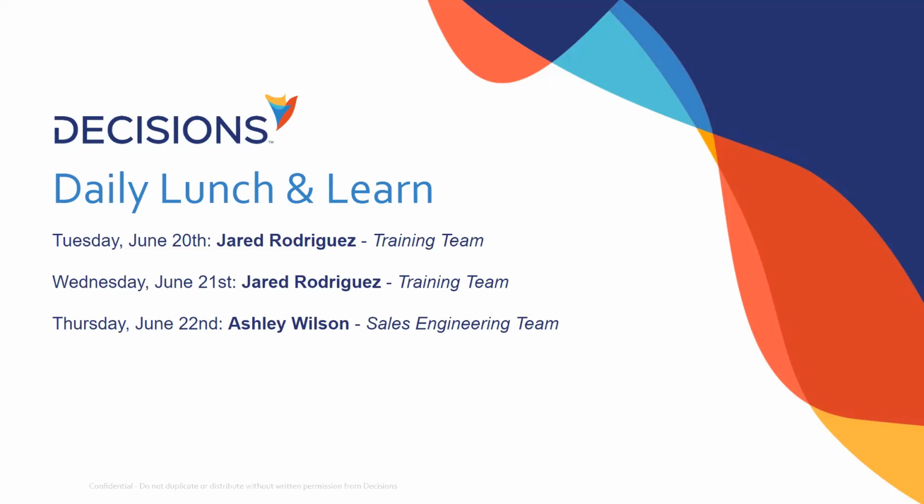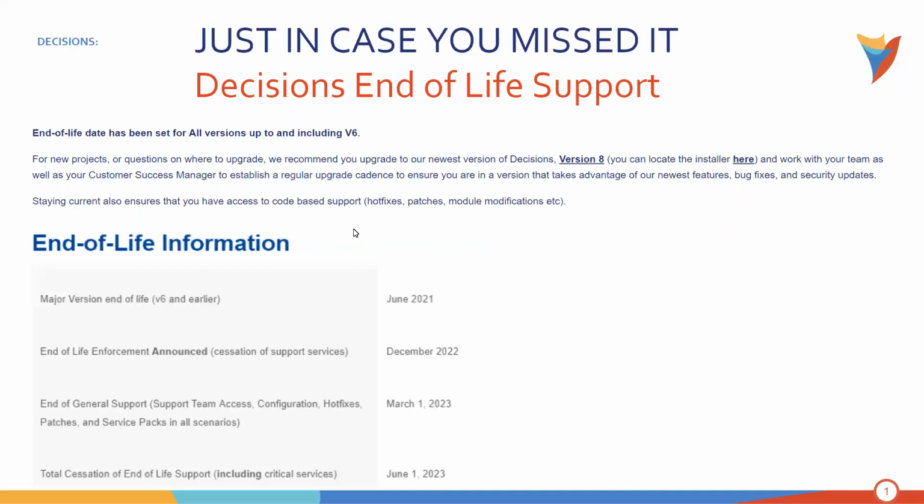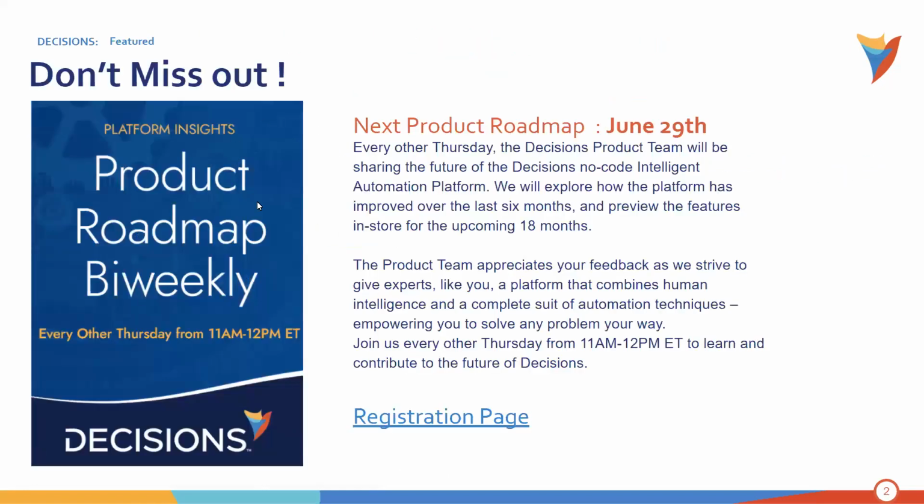I don't know if you know this, but we always have things going on at Decisions. We have end of life support, so just make sure you're aware of what our end of life support schedule is. You can work with the success manager on that. And then, of course, we have our product roadmap, every 2 weeks. We also have a couple of events planned, one in Denver, Colorado and one in Sydney, Australia, both in August. So always check out our events page for events, training events, or webinars we might have.